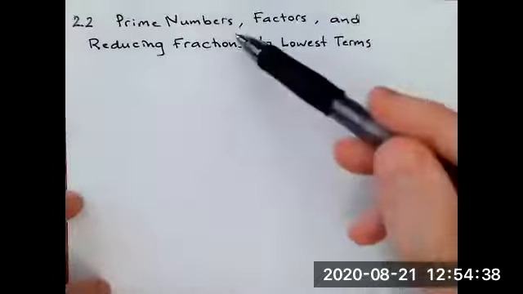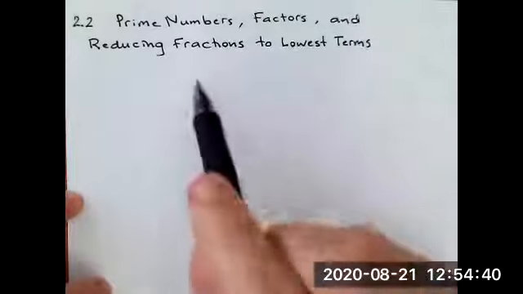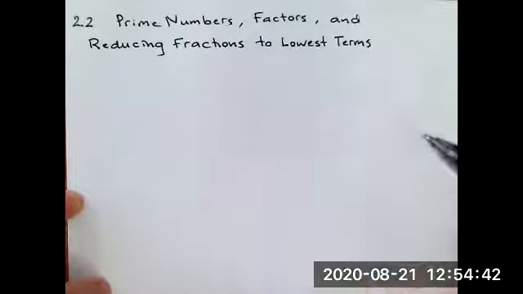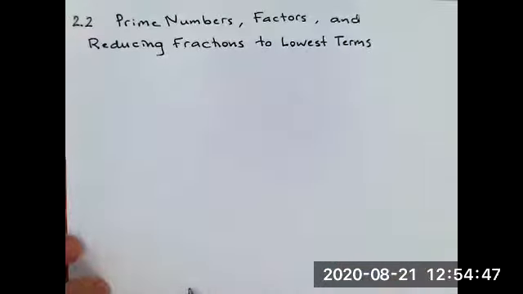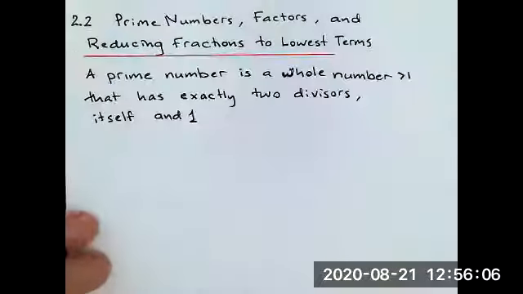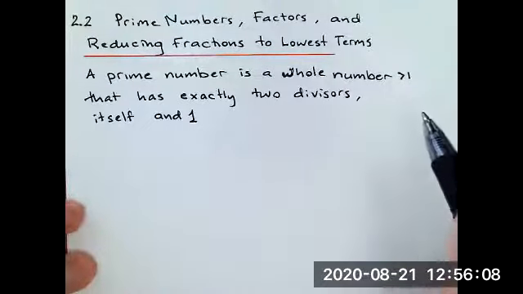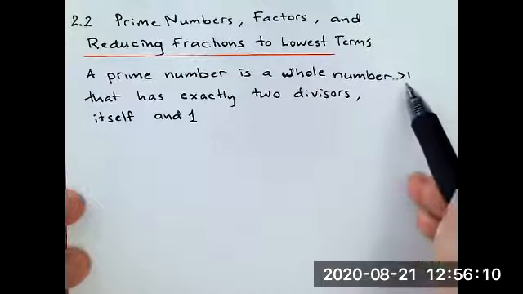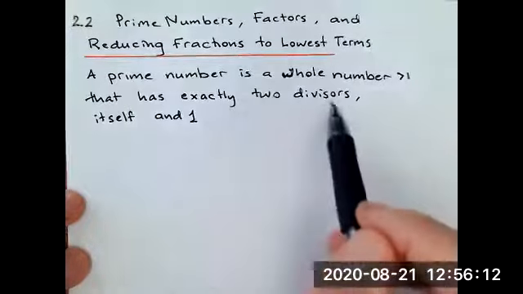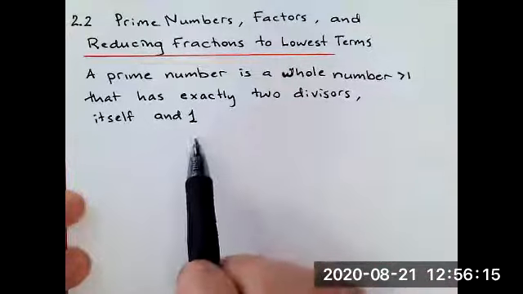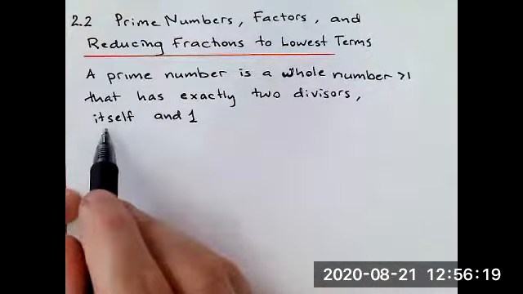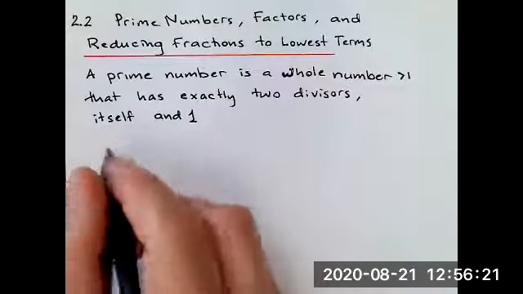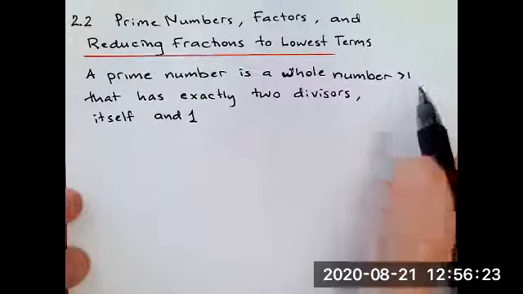Let's talk about prime numbers, factors, and reducing a fraction to lowest terms. First, what is a prime number? A prime number is a whole number greater than 1 that has exactly 2 divisors, itself and 1, meaning only 1 and itself go into it. So 1 is not a prime number because it has to be bigger than 1.